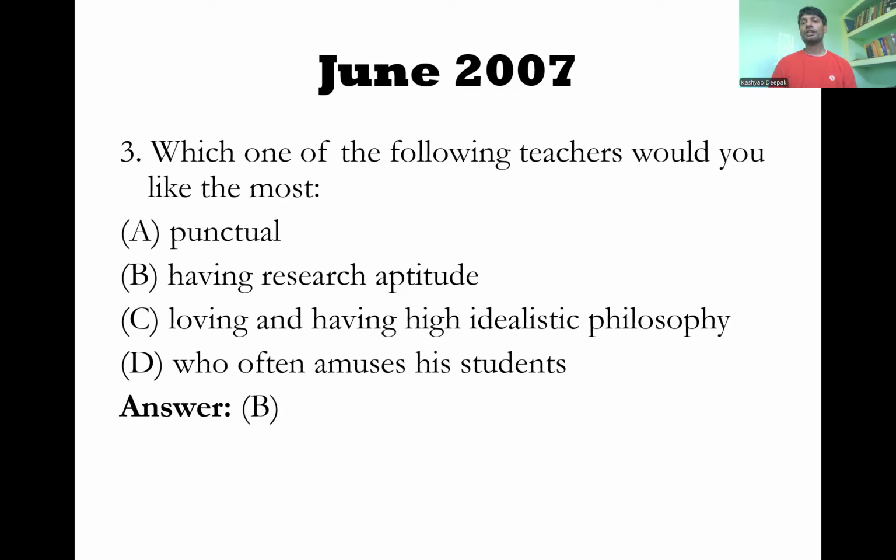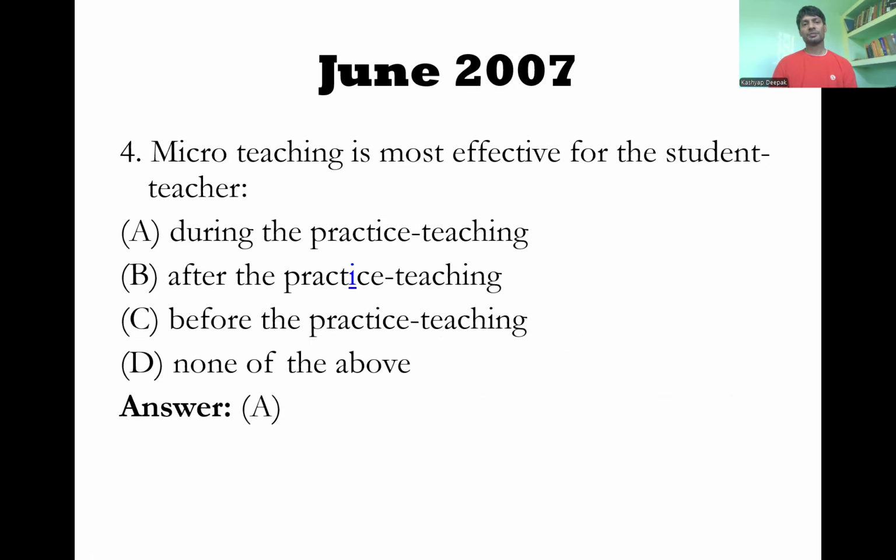Which one of the following teachers would you like the most? Punctual, having research aptitude, loving and having high idealistic philosophy, who often amuses a student. So punctuality, yes, it can be, but it is different. Having research aptitude, that is totally different. And the one who is knowledgeable and inspires students to do research is the one you like the most. And so answer is B.